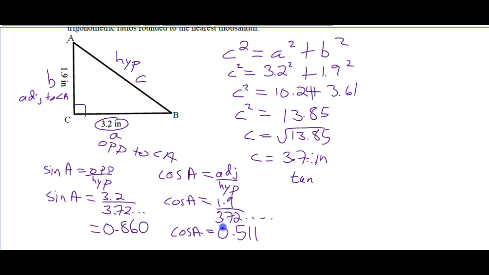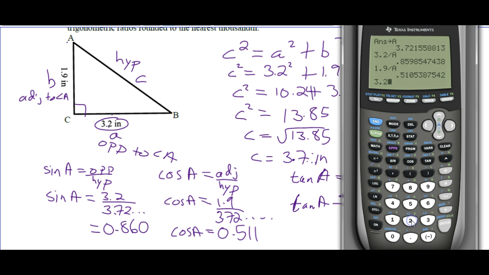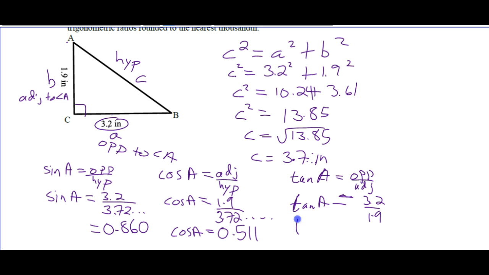And the tan of angle A is opposite over adjacent. And we already got opposite and adjacent, right? It's 3.2 over 1.9. And that is 1.684.